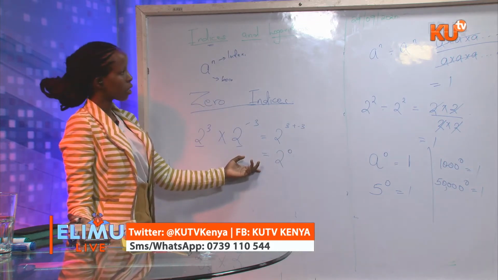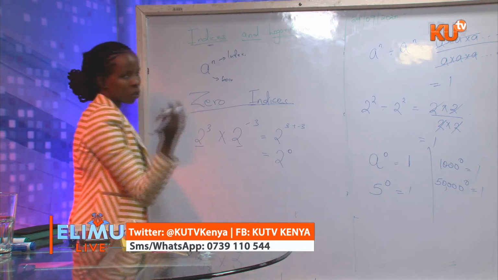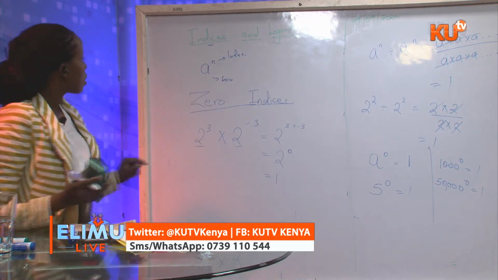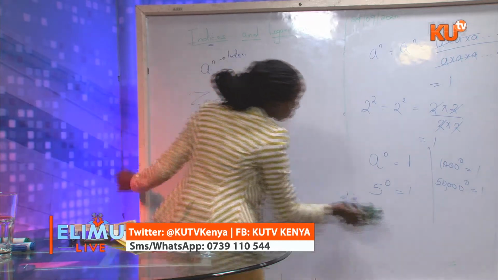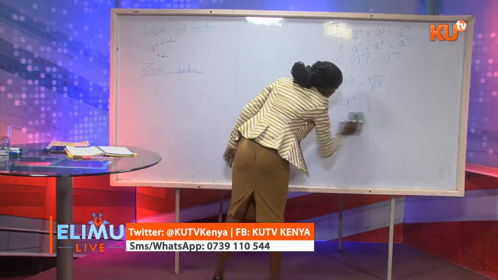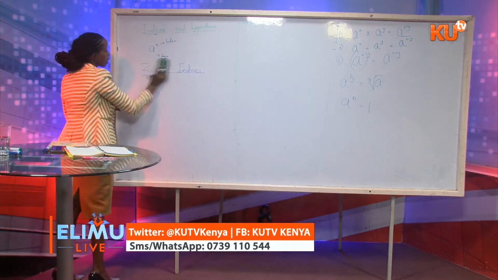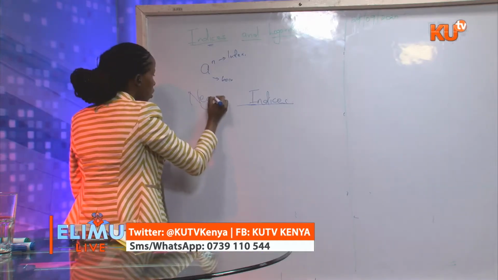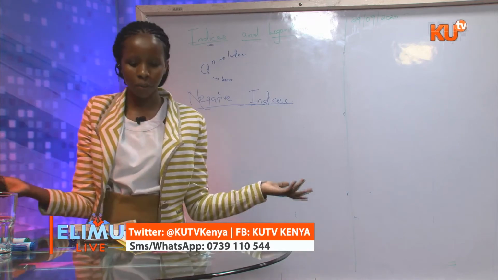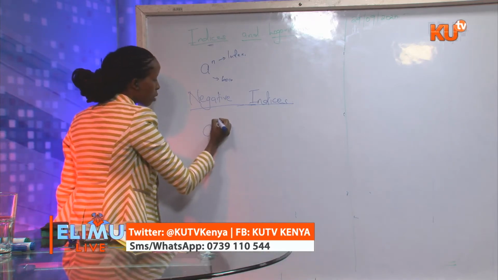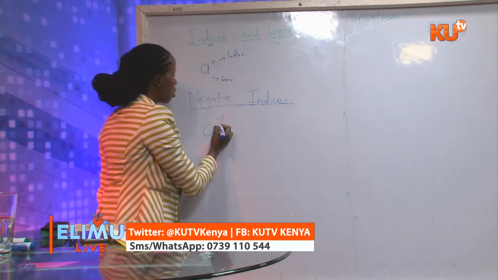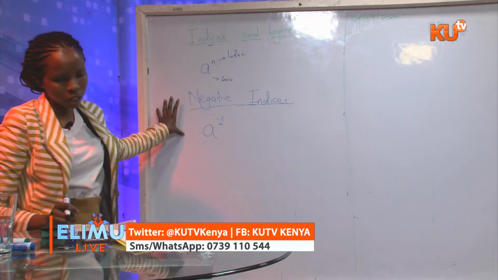And according to our zero index, what we have learned is that any number raised to 0 is equal to 1. So it narrows down to there. Let us look at negative indices. When I say negative indices, this will mean that my power is in negative form. For example, a raised to negative 2, my power or my index is negative. So this is what I mean with negative indices.